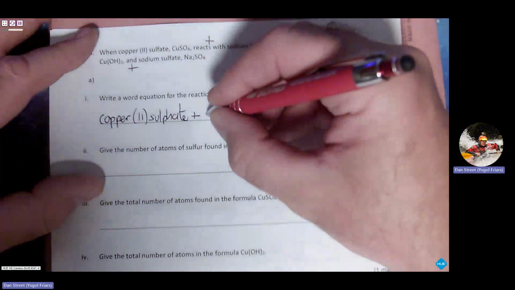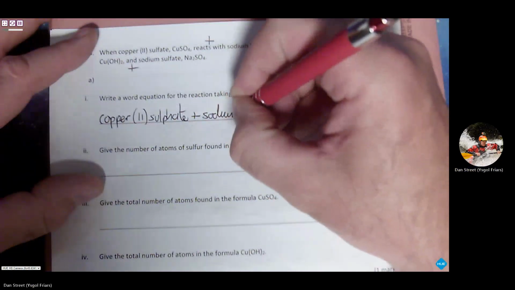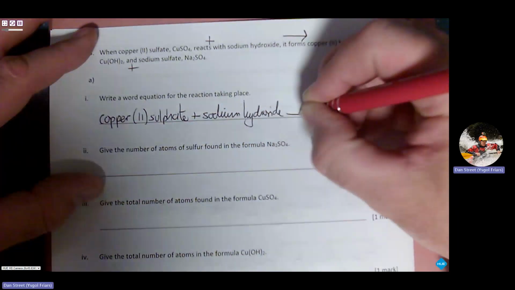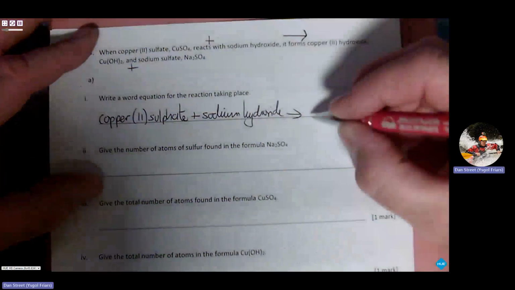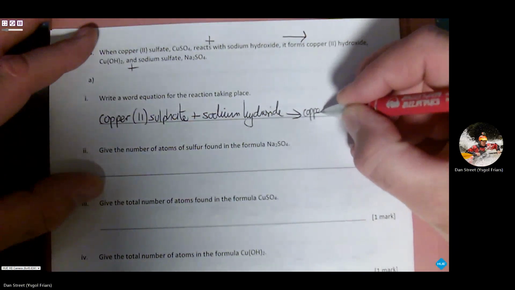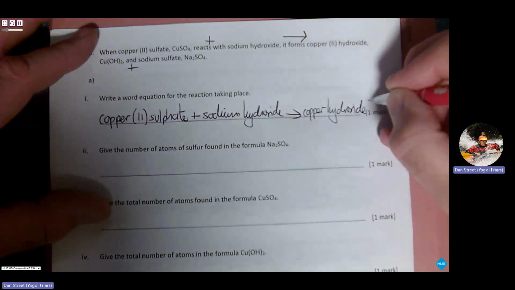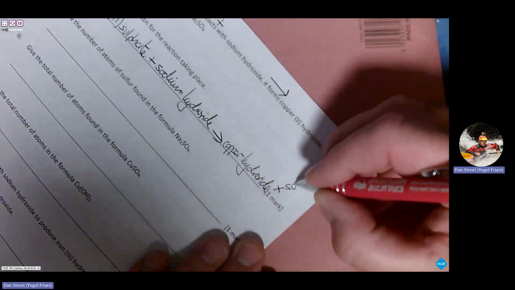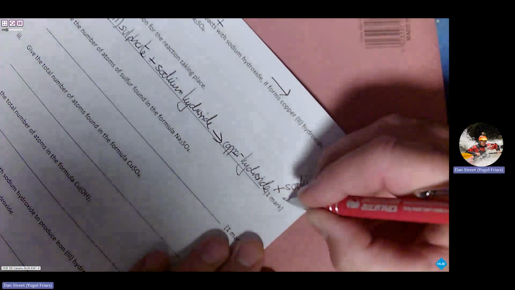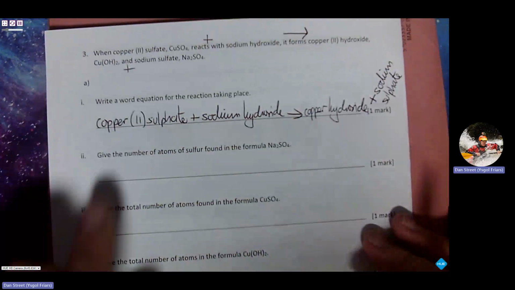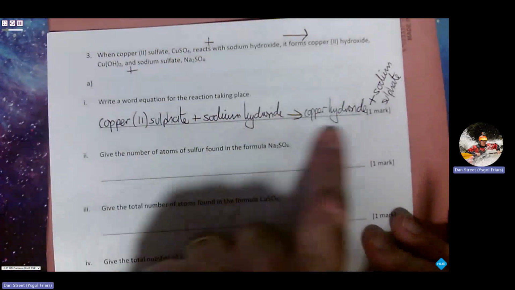Reacts with sodium hydroxide, to make, or to form rather, copper hydroxide. And it's a bit squashed for space, but if I go up here, and sodium sulfate. So you were really just asked to rewrite the question in the form of a chemical equation.